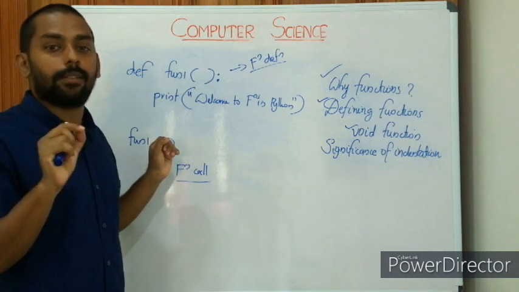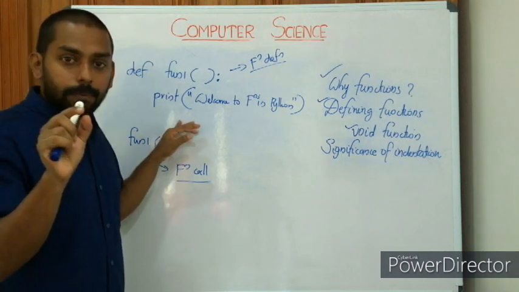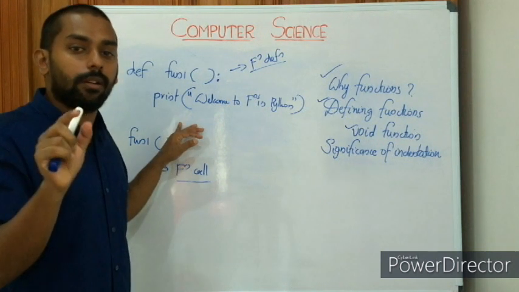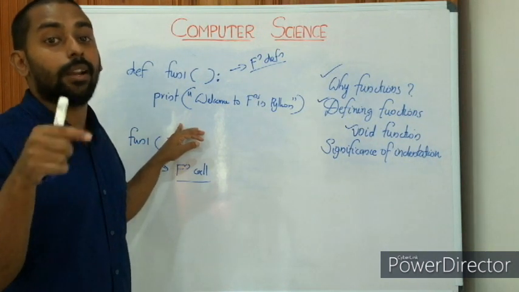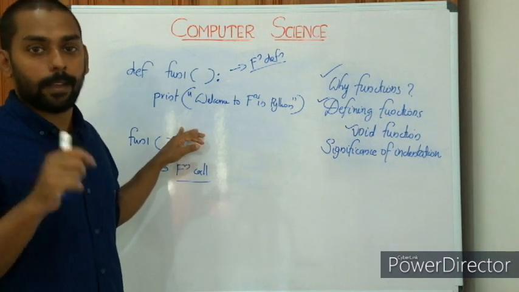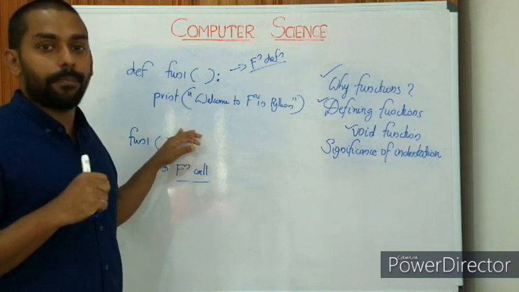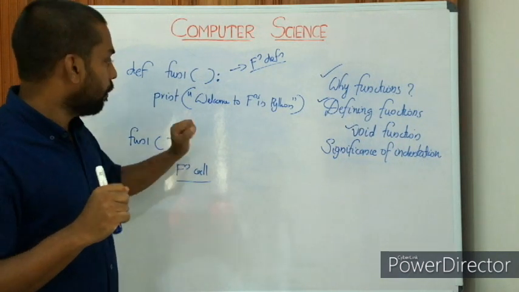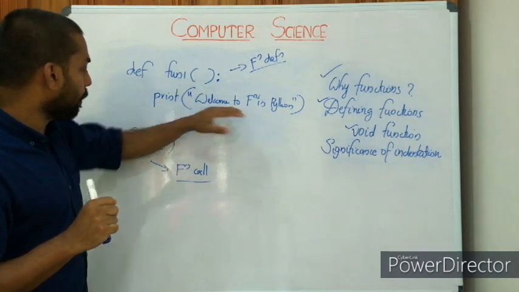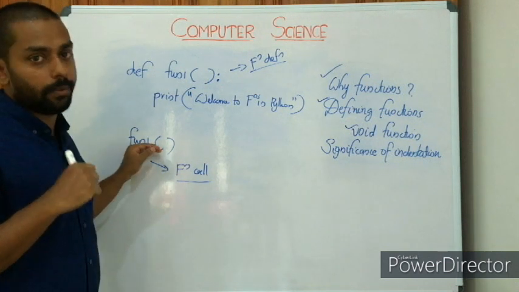The specialty of the Python language is, in C++ a function can return only one value, but Python supports returning multiple values. That's the flexibility of the Python programming language. Python is that flexible. So we have only one statement, which will be executed at the time of calling.